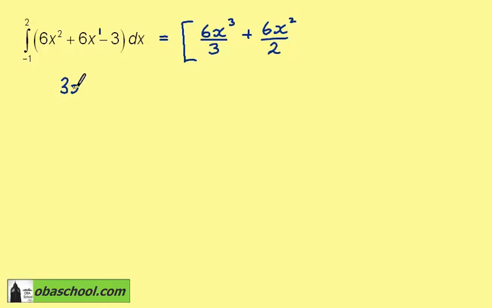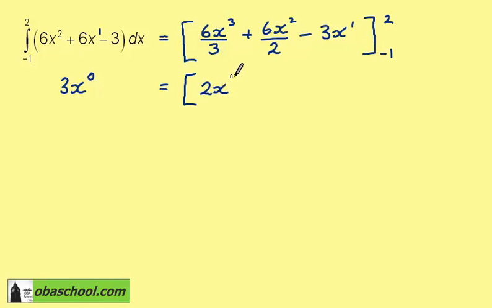Minus 3, remember 3 is 3x to the power 0, since x to the 0 is 1. So this becomes 3x to the 1, or just 3x. The closing bracket carries the limits. We can tidy a little here before we substitute in.